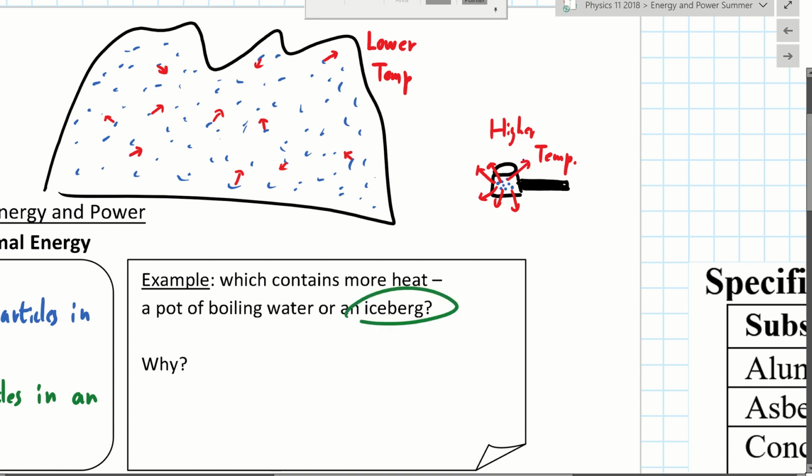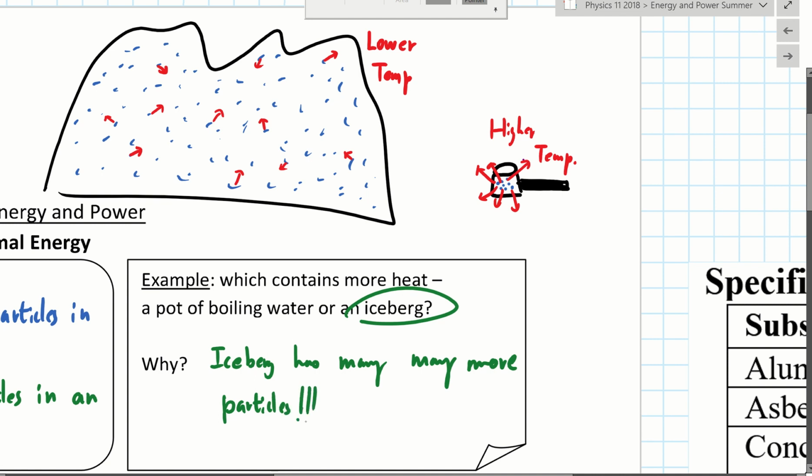So for example, in this case, I think the iceberg will win. Why? Because the iceberg has many more particles.